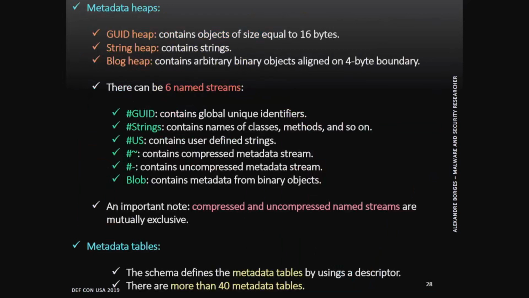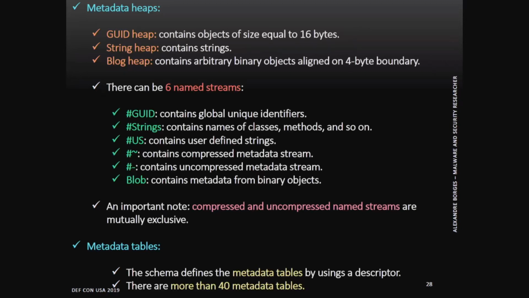Metadata heaps are easy because there our only concern is strings. So the string heap is more important for us. And inside these 6 named streams, we have #US, which is related to user strings, and #-, which is a kind of uncompressed metadata stream. So I believe that these 2 are the most important.